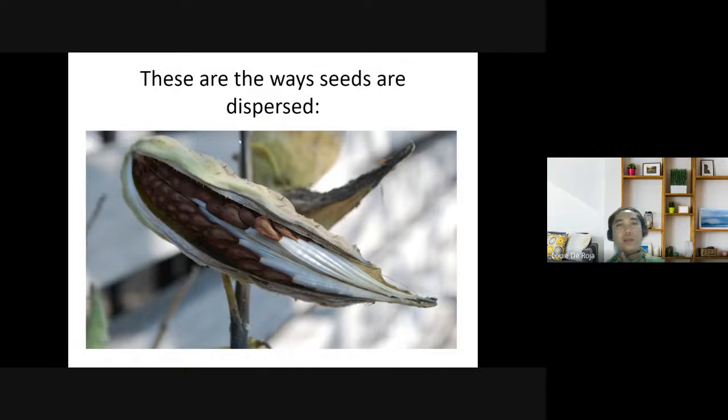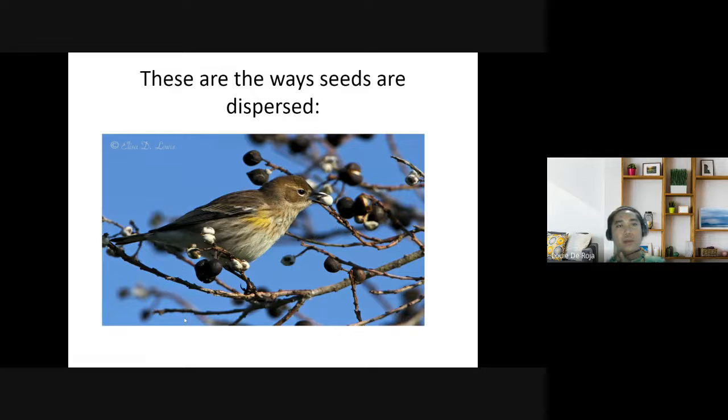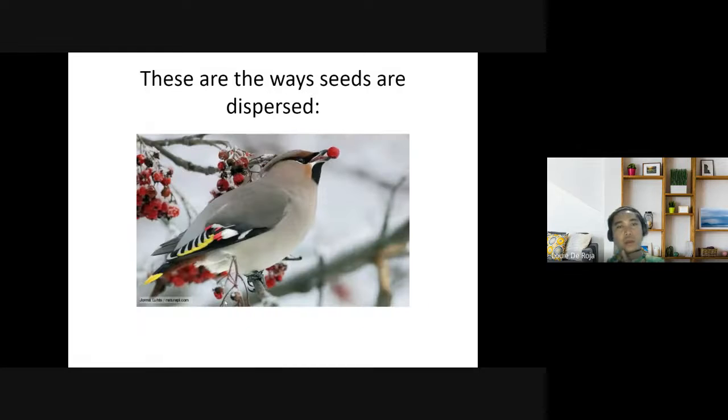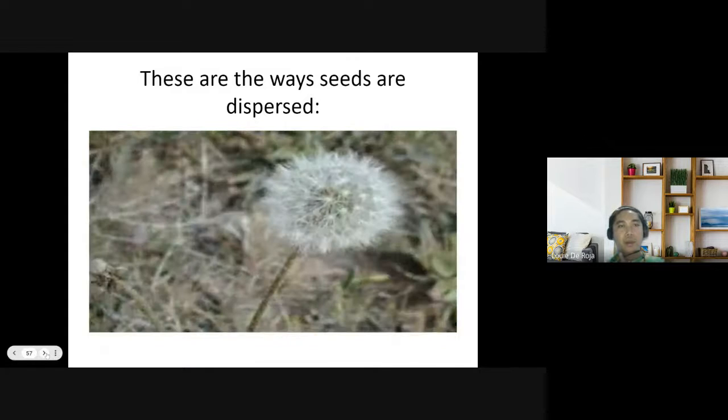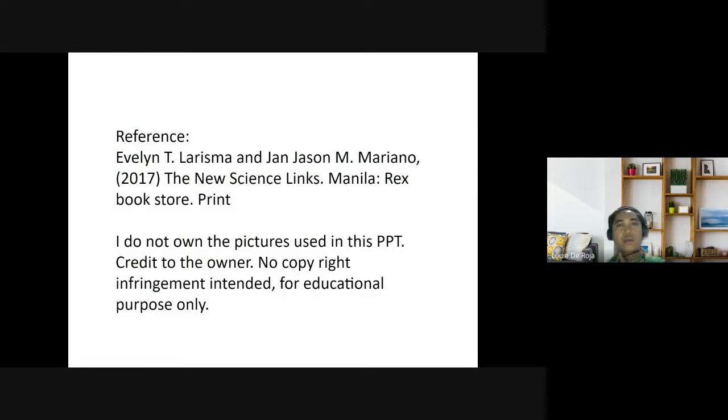These are the ways seeds are dispersed. Okay? Pwedeng kinain ng ibon. Tapos, pag nag-poops yung ibon sa other places, dun siya tutubo. Okay? Yung may mga hairy or tails, ito yung nakakatulong sa kanila para lumipad sa air at mapadpad sa ibang lugar. Katulad ng dandelion.